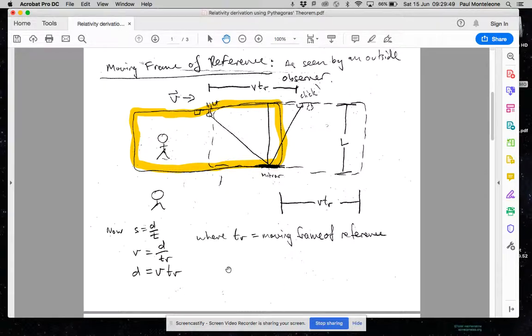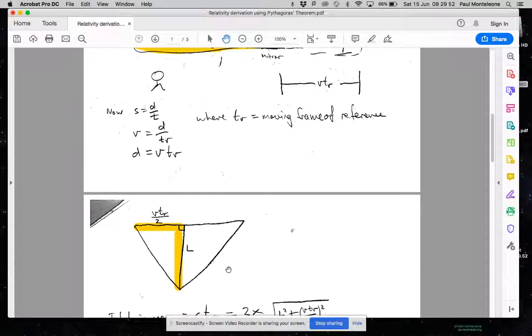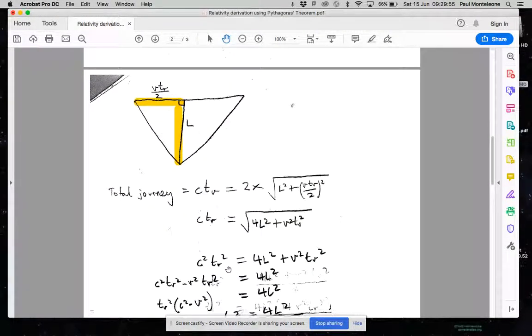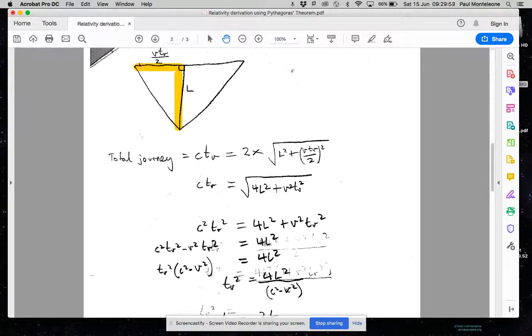Okay, so I've simplified this diagram a little bit more. I've pulled the triangle out, all the congruent triangles, and this distance across here is v tv. So this distance here, which I've marked out in yellow, is just v tv on 2. You might stop for a moment here. Notice that the length L of the train carriage is still L. You might now stop the video and determine this hypotenuse using Pythagoras' theorem. Apply c squared equals a squared plus b squared and get an expression for c here. So pause the video, do that, then come back.